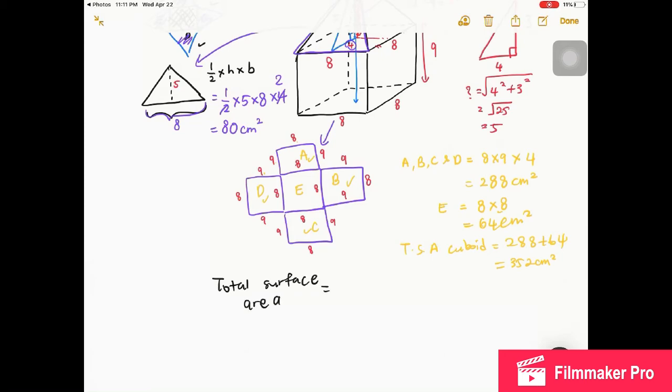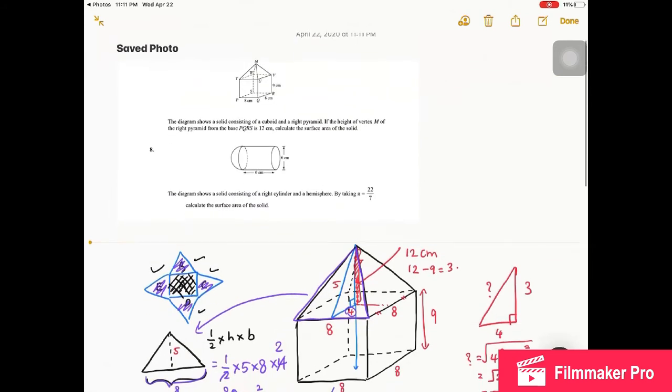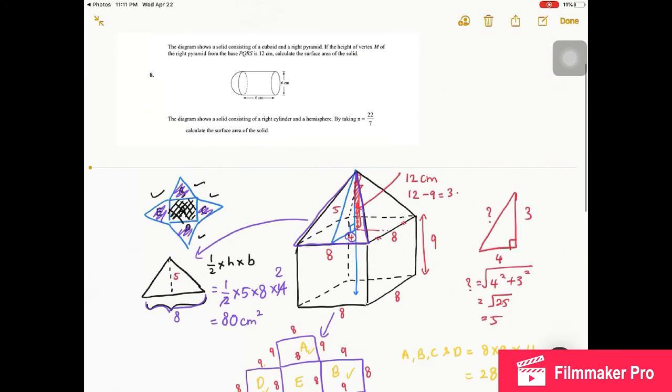Now, what if the question asks you for the total surface area? So the total surface area for both combined solids is equal to 80 plus 352, which is equal to 432 centimeter square. Okay, that's it.